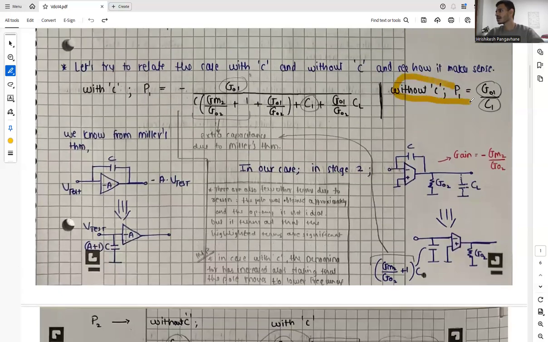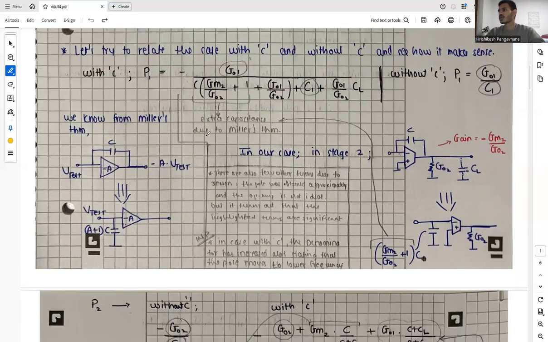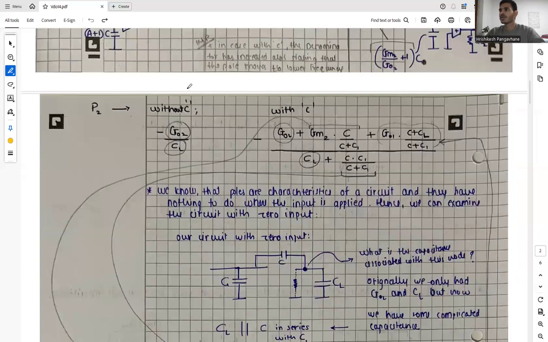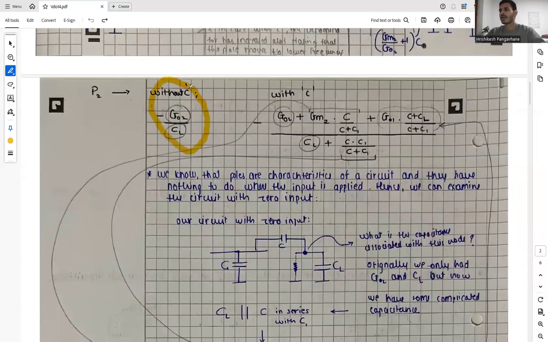So when there was a case without C, let's say the pole was at GO1 by C1. Now the denominator values are increased, and as the weight of the denominator increased, the pole P1 has shifted towards a lower value. So this we can state. And when we talk about P2, without C, the pole lies at minus GO2 by CL.